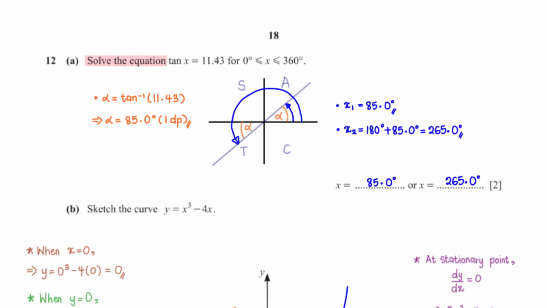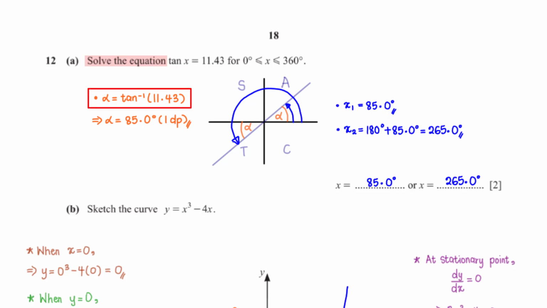Solve the equation tan x equals 11.43 for x greater than or equal to 0 degrees and less than or equal to 360 degrees. First, we need to find the value of alpha, the reference angle that will allow us to find all the possible values for x in the given range.